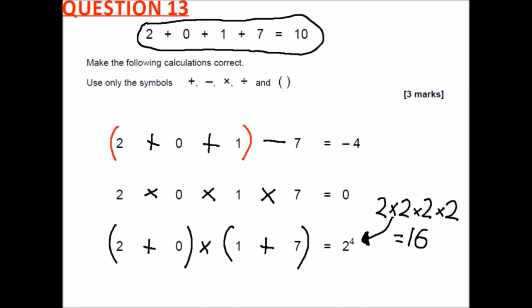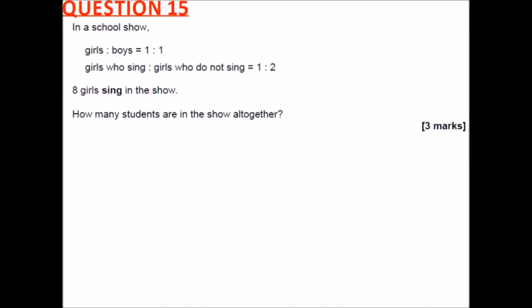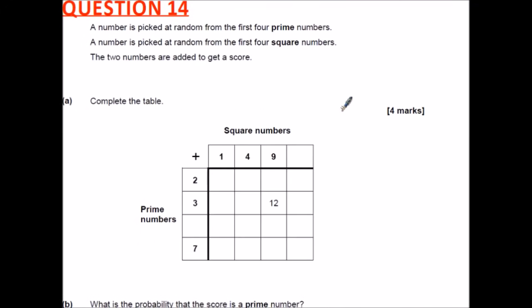Let's have a look at the next question. Question number 14. A number is picked at random from the first 4 prime numbers. So first thing to notice is it's mentioning prime numbers. So the first 4 prime numbers. Okay. So the first 4 prime numbers, by the way, have been given some here. So always read the question carefully.